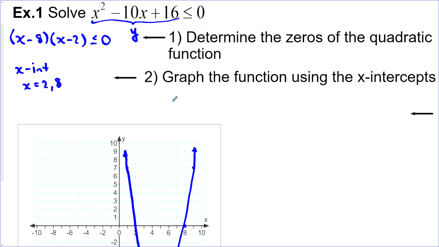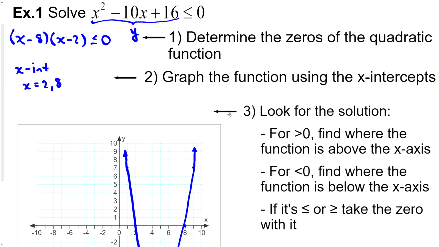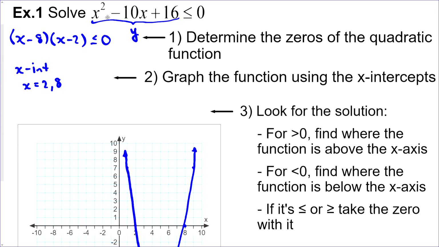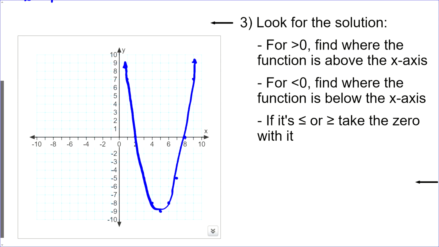Now, the next thing we want to do is look for the solution. So we called the whole thing, this whole quadratic, we called y. And we want to know when is it less than or equal to 0. Not when x is less than or equal to 0. It's when the whole equation or our y values are less than or equal to 0. So if we look at this, where's the graph less than or equal to 0?